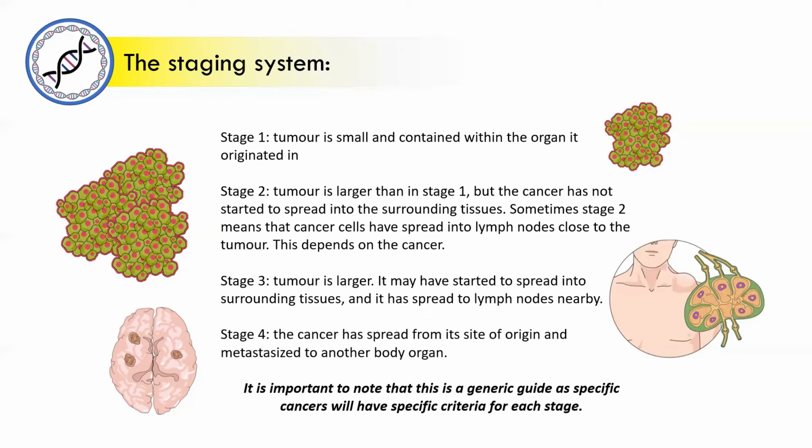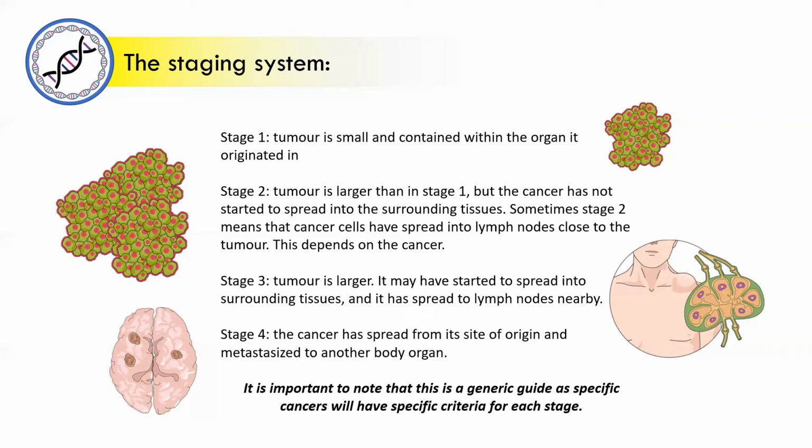Stage 1. The tumor is small and contained within the organ it originated in. Stage 2. The tumor is larger than in stage 1, but the cancer has not started to spread to surrounding tissues. Sometimes, stage 2 means the cancer cells have spread to lymph nodes close to the tumor. This depends on the cancer.